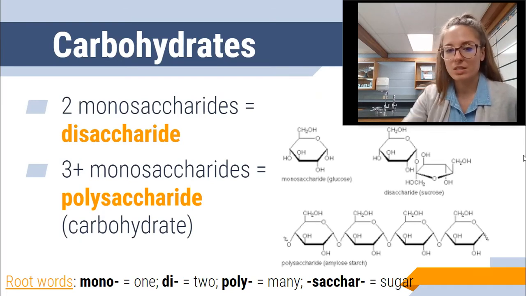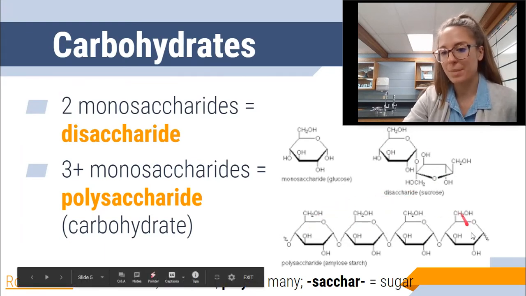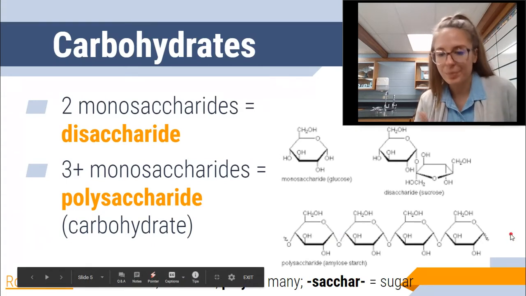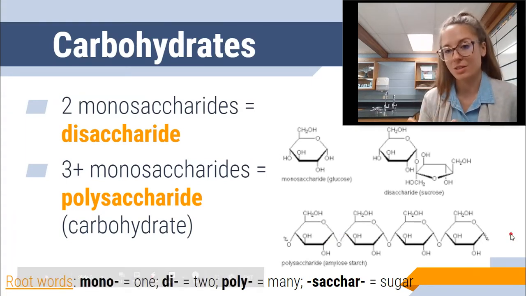On the screen, you can see the glucose as your monosaccharide. Sucrose, which is made up of two monomers or two monosaccharides, is a disaccharide. And if we put three or more monosaccharides together, we make something called a polysaccharide. In this case, we are looking at a piece of a molecule of starch.